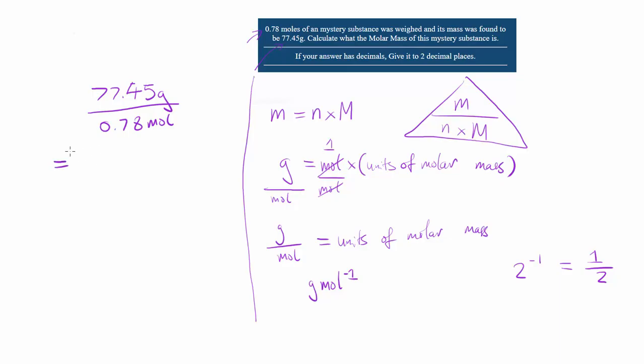And what does that give us? Well, I would invite you to have a go at that on your calculator to see what answer you get. In this case, the answer would be 99.29487.